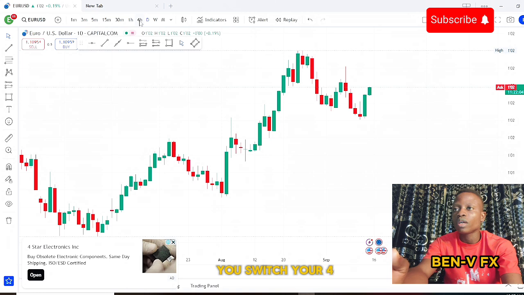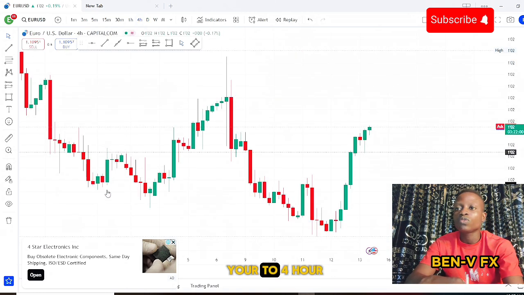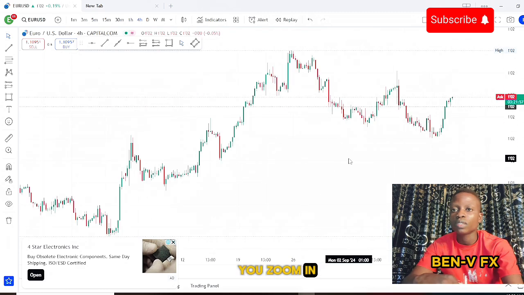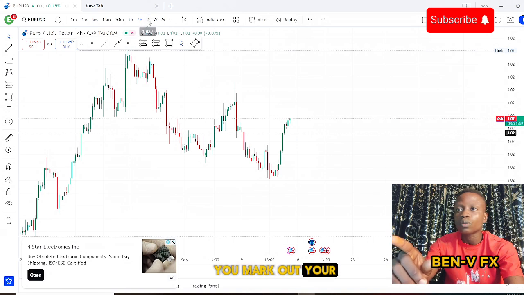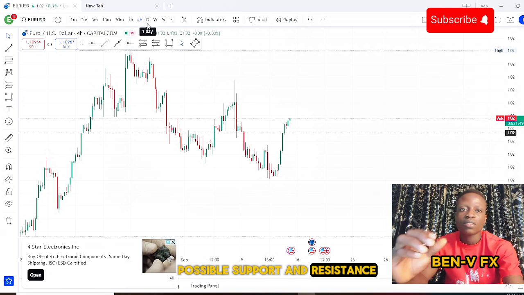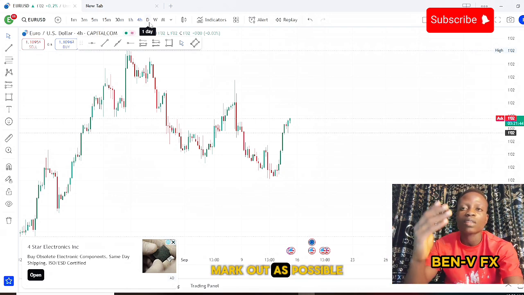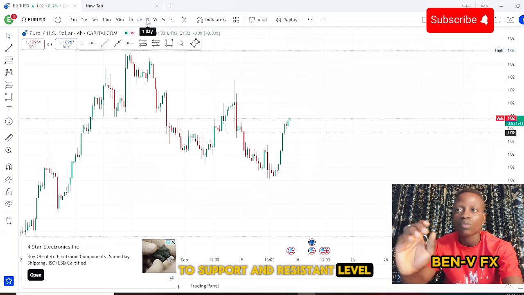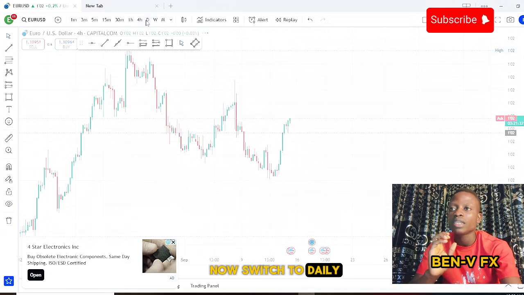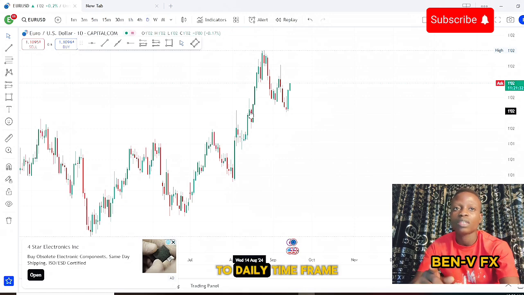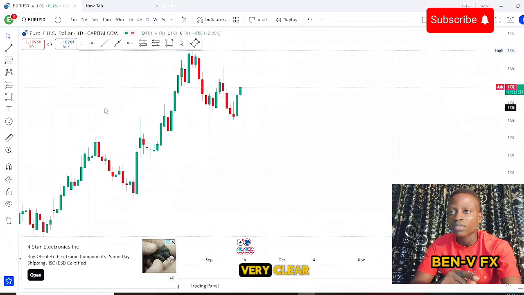So you switch to your 4-hour time frame and you zoom in. First of all, you mark out your possible support and resistance from that daily time frame. So we are still going back to that daily time frame so that we can mark out our possible support and resistance levels where the market will possibly react from. So now we'll switch to the daily time frame again. We still switch back to the daily time frame. You zoom out so that you can see your chart very clearly.